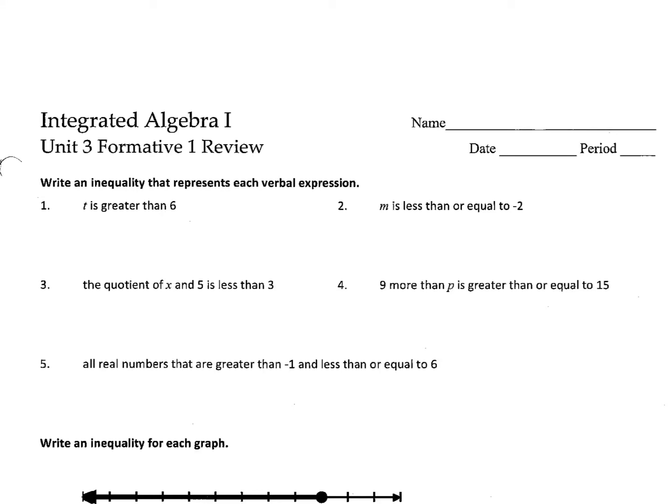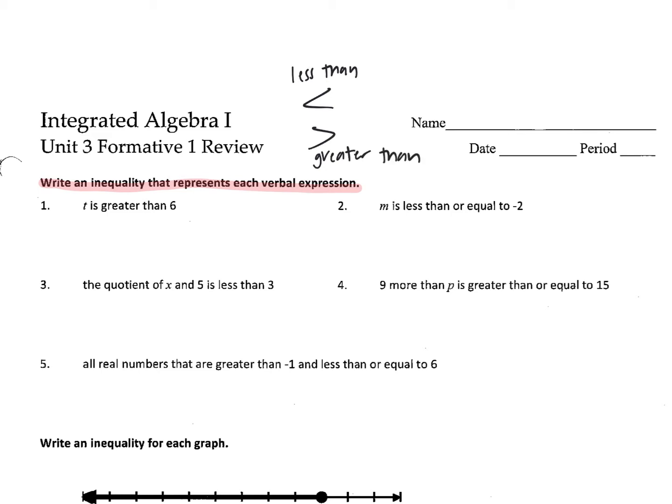Okay, so I'm going to go ahead and go over the Unit 3 Formative 1 review with you guys. This will kind of cover the first page in this video. The first set of instructions say that we need to write an inequality that represents each verbal expression. What an inequality is, is when we have less than symbols, less than or equal to symbols, greater than or greater than or equal to symbols.